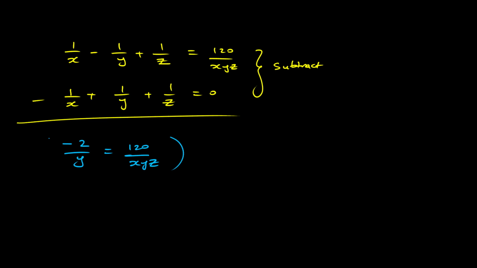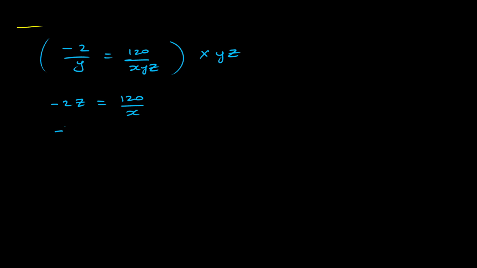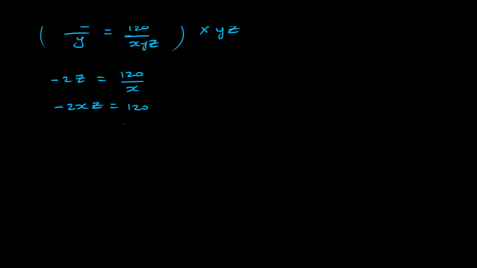All right, great. So we have this equation to work with, and what I'm going to do is multiply by yz to get x on the right hand side and z on the left hand side. So by yz is what I'm going to multiply throughout. So this would be negative 2z being equal to 120 over x. So negative 2xz is equal to 120.